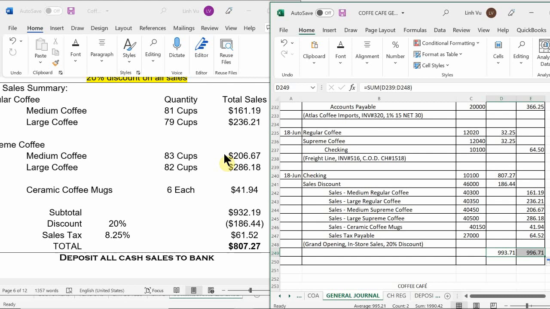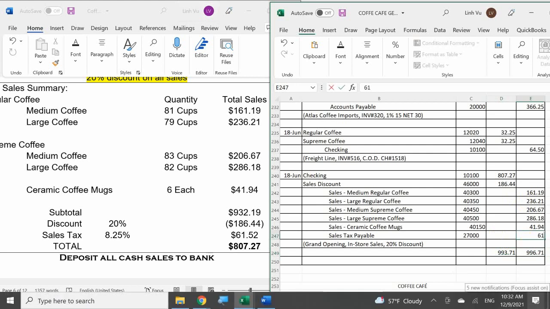41 and 64. Oh, I put 64.50. But it needs to be 61.52. Okay. There you go. Now I match on both sides, 993.71. So that is a great way to make sure that you didn't make any typos, to ensure that your debits equal your credits.